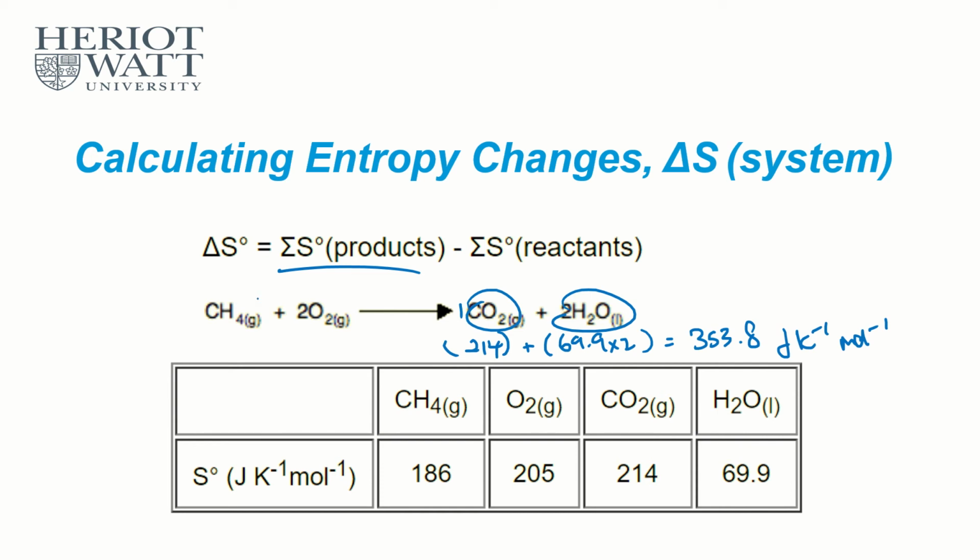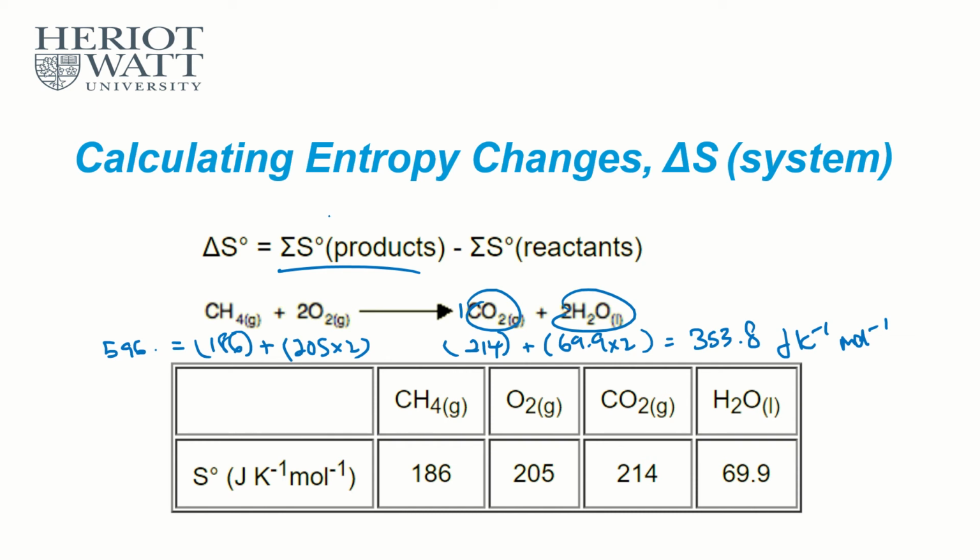That doesn't matter. Then we calculate the total entropy of the reactants. We have 186 here for methane, and we have oxygen, which is 2 moles, so 205 times 2. Sum it up: 186 plus 2 multiplied by 205 gives 596. So the total entropy for the reactants is 596.